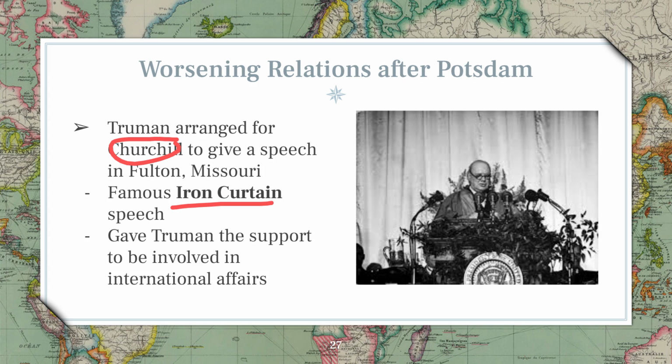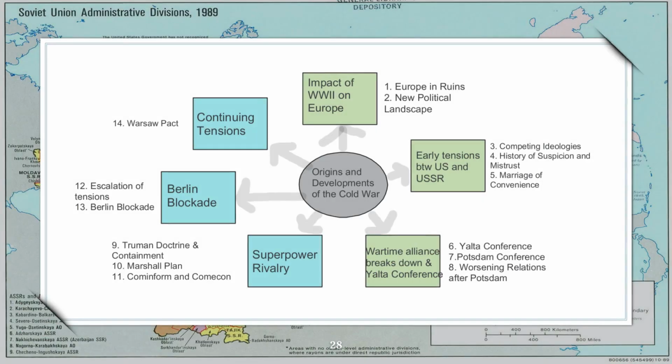Truman needed Churchill to give the speech to convince the Americans that America is needed to prevent another catastrophe from breaking out in Europe. It gave Truman the support to be involved in international affairs. So that marks the last few things. In the next video, we'll be looking at the initiation of their rivalry, when you have official policies that actually look into this.